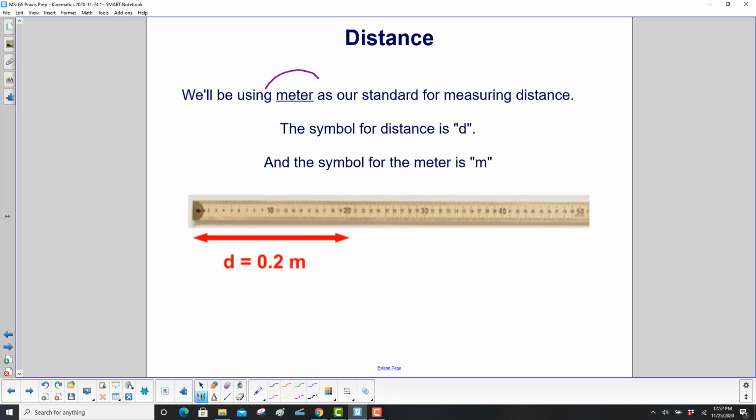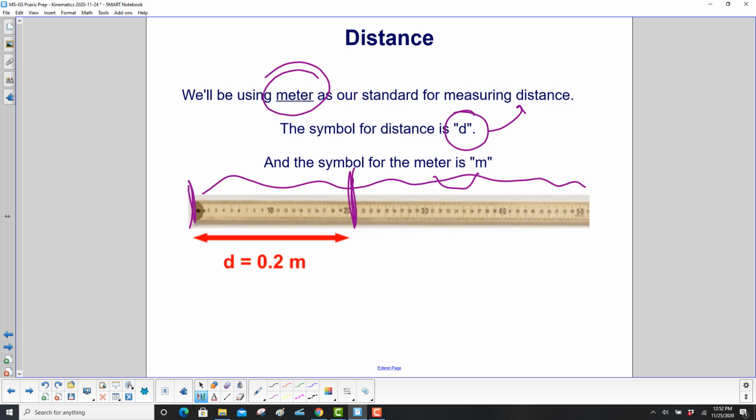We'll be using the meter as our standard for measuring distance. The symbol for distance is d, right? d for distance. And the symbol for the meter is m, m for meter. So here's half of a meter stick, and the distance from here to here is 20 centimeters or 0.2 meters.